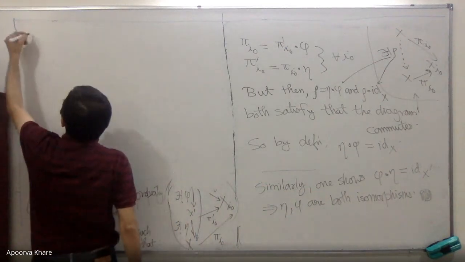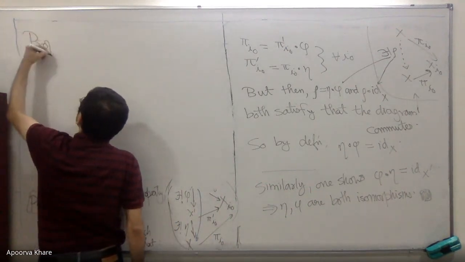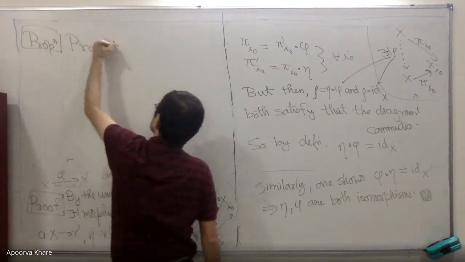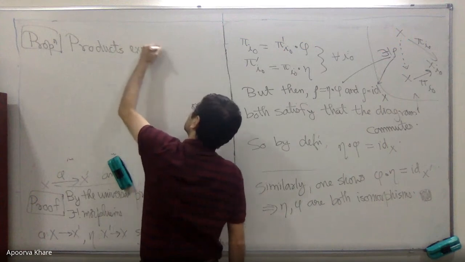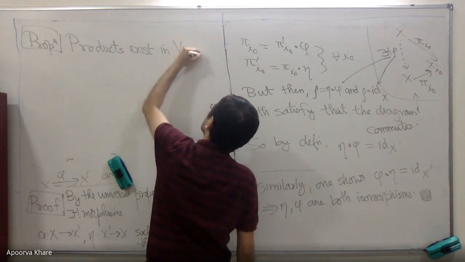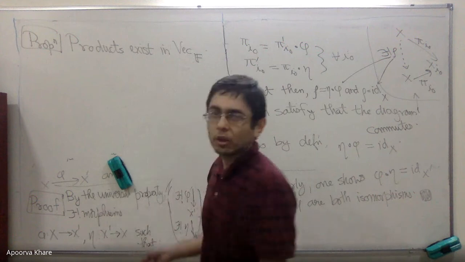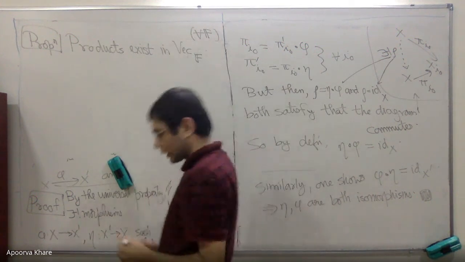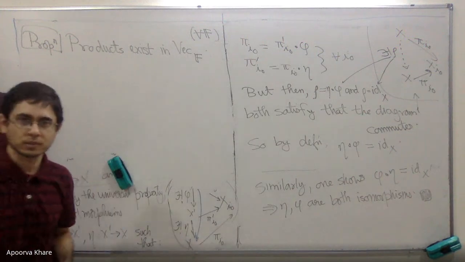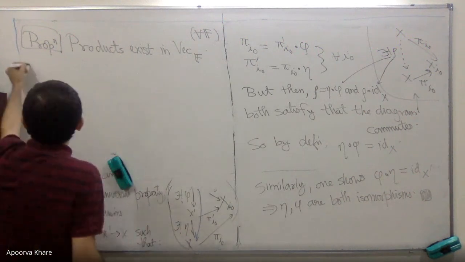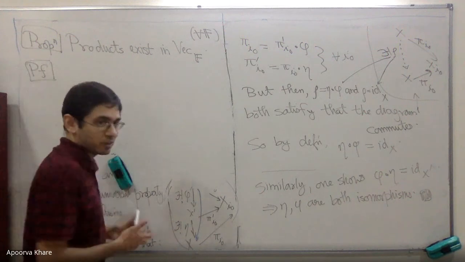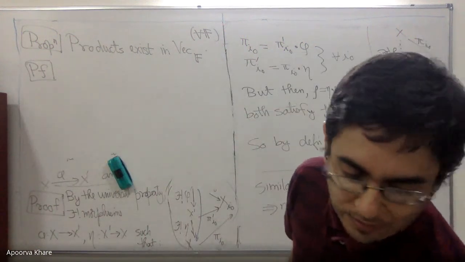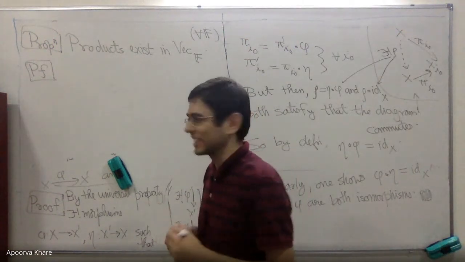Okay, so maybe as a proposition: products exist in the category of vector spaces. For every field F, look at the category of vector spaces, then products do exist. And the proof is simple. The proof is just to give you an example of a product and check that it satisfies the defining property. Okay, and that example is simple. It's exactly the Cartesian product.